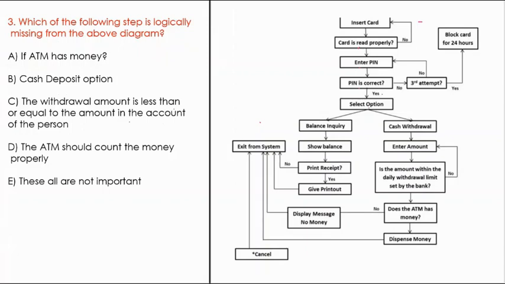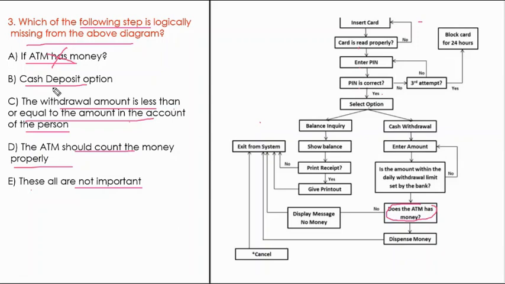Now let us see the third question. Which of the following steps is logically missing from the above diagram? If the ATM is having money, cash deposit option, the withdrawal amount is less than or equal to the amount in the account of the person, the ATM should count the money properly. These are not all important. So which of the following is important and can be suited in this flow chart? If the ATM is having money, yes, it is important, but it is already mentioned, right? Does the ATM have money? So this can be removed.